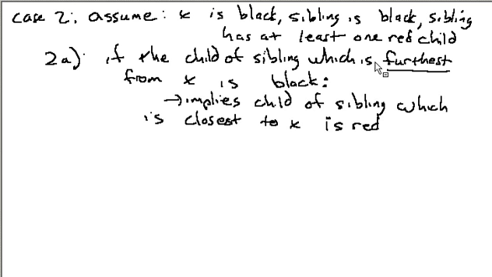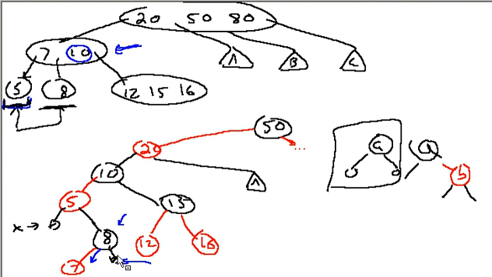The child of the sibling which is furthest from x is black. That's saying, in this case, since x is to the left of 8, the right subtree of 8 is black. And indeed it is. So this subtree now is going to fall into case 2a. In this case, the right child of 8 is black, that's the furthest one from x. One of our assumptions when we get to this case to begin with is that x is black, x's sibling, which is 8, is black, and we know 8 has at least one red child. That's how we know we're in this case.